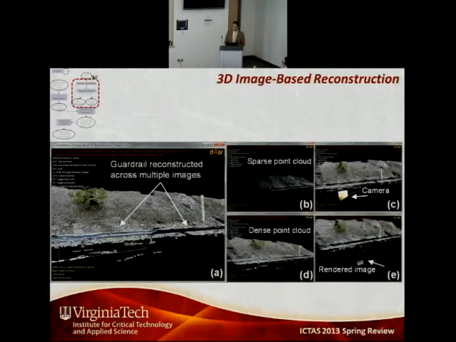And here are the results for 3D image-based reconstruction. We generated these 3D point clouds based on 66 images. We can generate both a sparse point cloud and a dense point cloud. We can find the location of the camera, which image was taken, and what kind of camera.